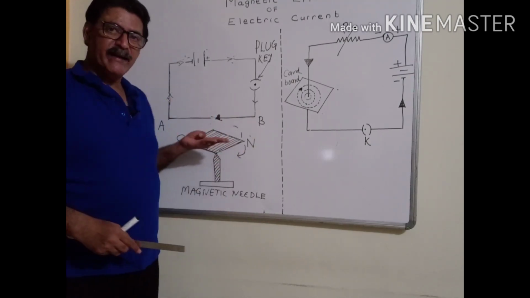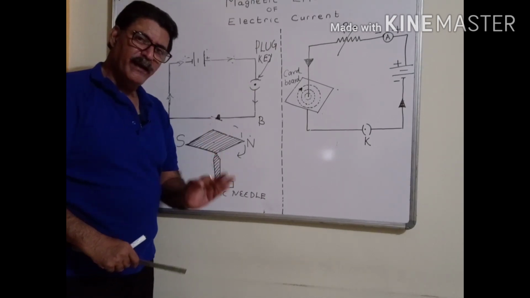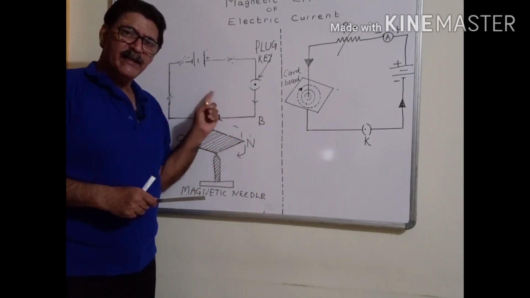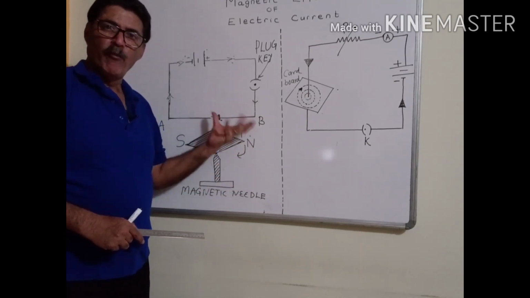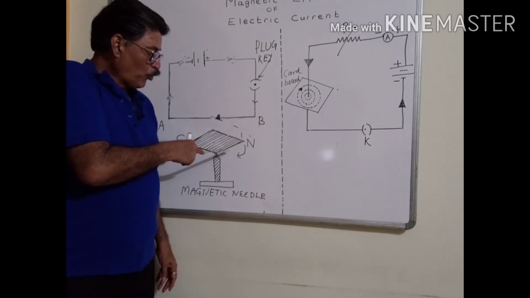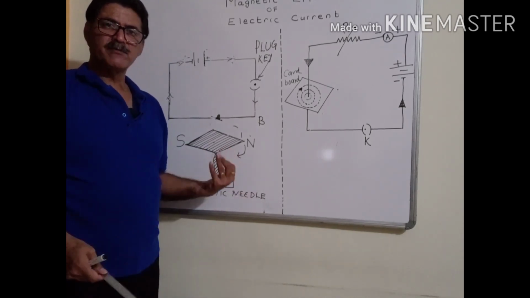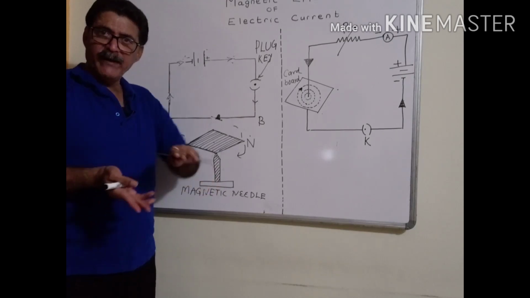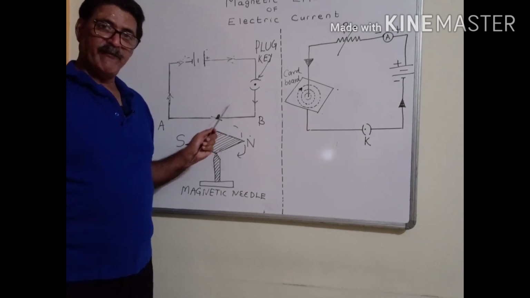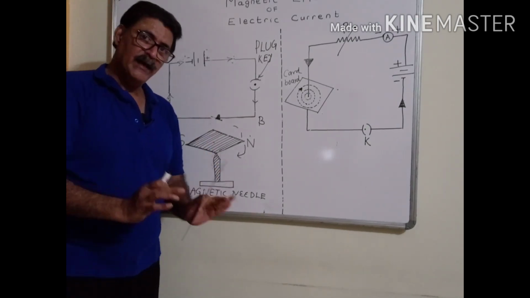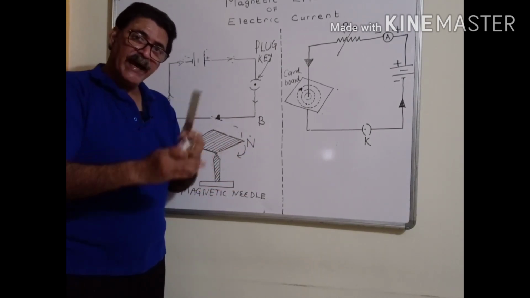The very fact that the magnetic needle gets deflected when you start the current by putting on the plug key, the very fact that when current is flowing there is a deflection, that means there is a magnetic field produced the moment current starts flowing, which is proved by this compass needle changing its direction. When you remove the plug key, it comes back to its original position. So in this experiment, the deflection of the magnetic needle when current is flowing through this proves that whenever current is flowing through a conductor, there is a magnetic field generated in the region around the conductor.